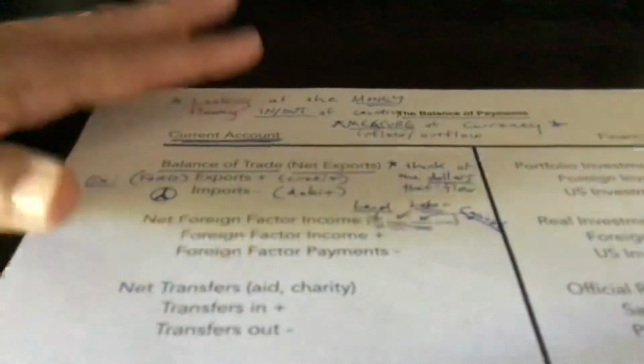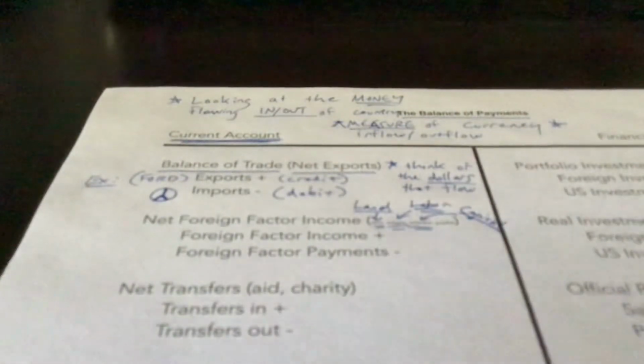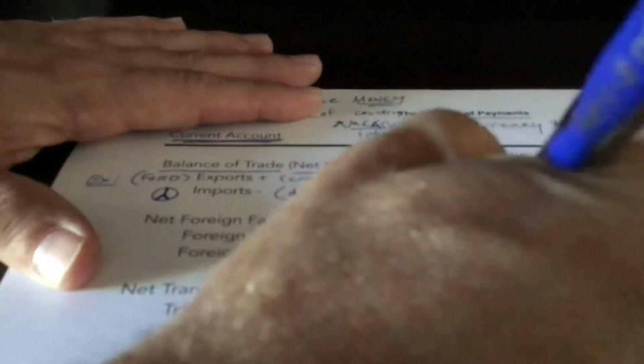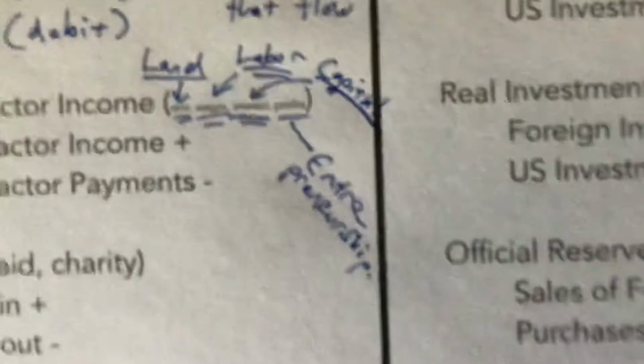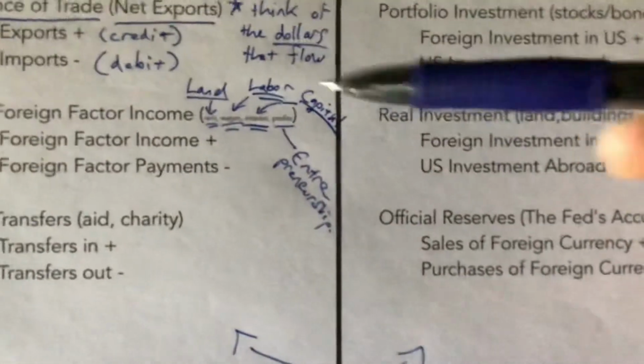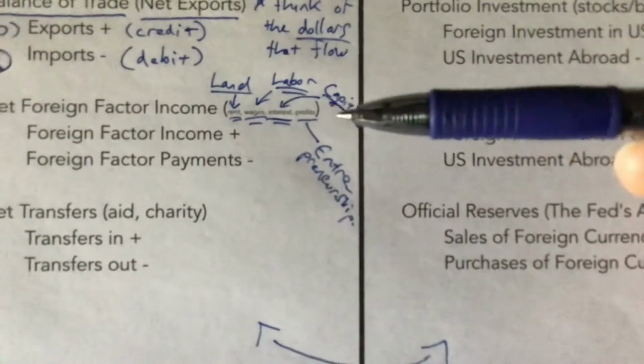Land, labor, and capital are the three big factors of production. Capital gives you interest. And then there's one other one, which is entrepreneurship. That little thing right there, look at how tiny it is. Rent, wages, interest, and profits.